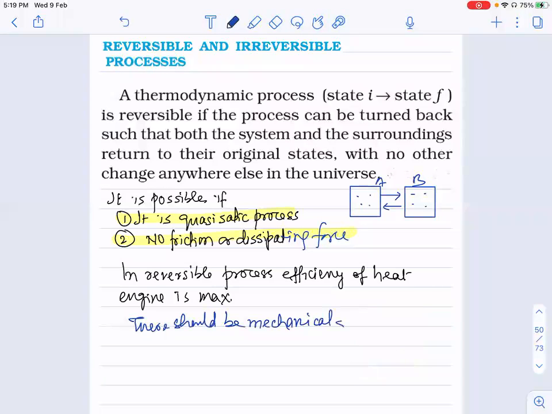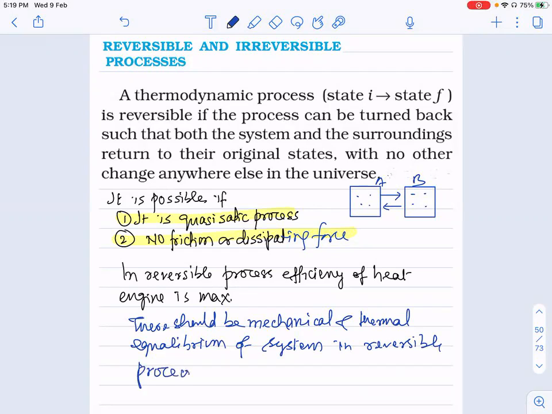mechanical and thermal equilibrium of the system in a reversible process. Okay, so for that we have to go slow, a very slow process, which is called quasi-static, almost slow. Then the forces will be balanced, and the temperature will also be uniform throughout.